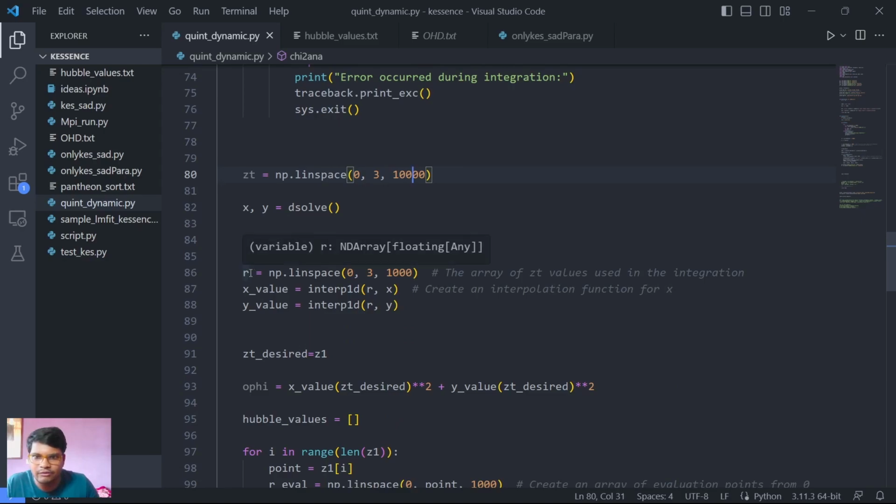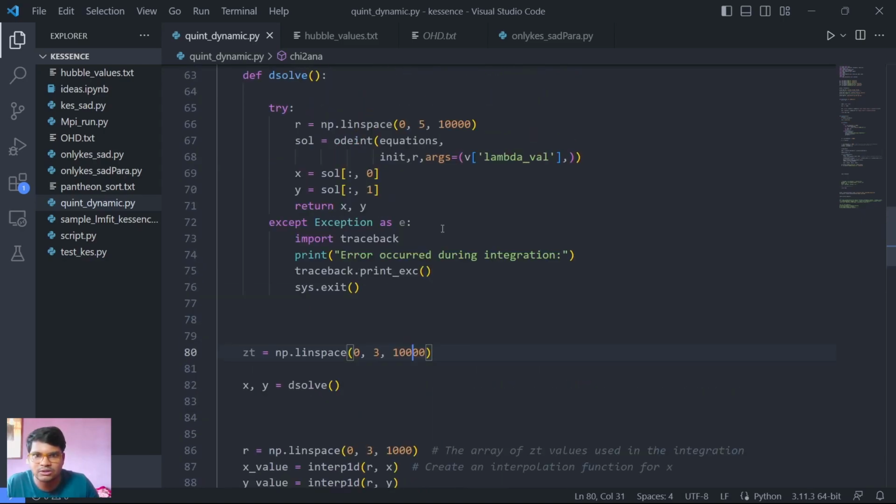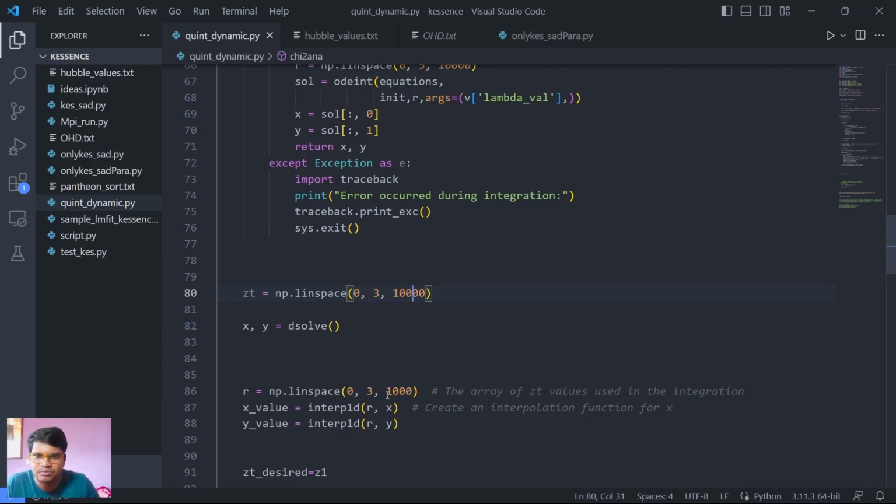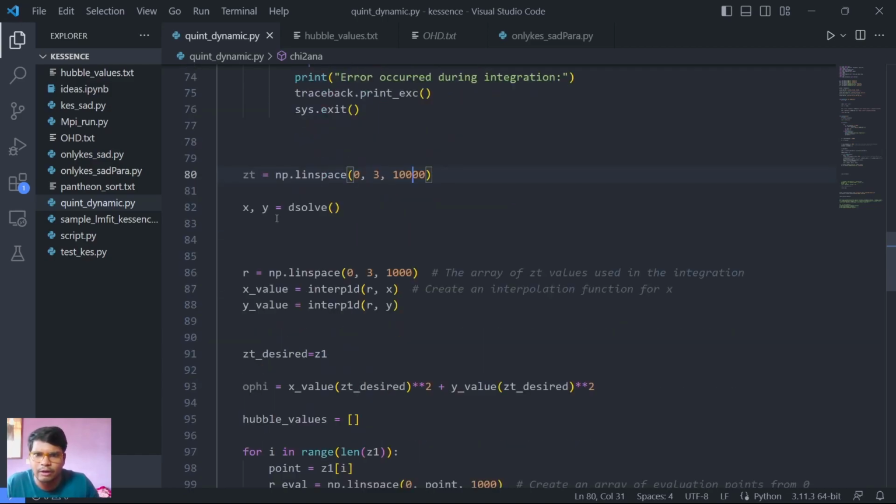Now again we are defining r is equal to linspace, because r we had defined over here. When you are outside this dsolve, it will not know what your r is, so you have to define r again, but it is not used. We can also work with the ZT just said.